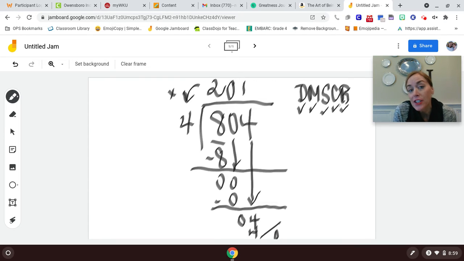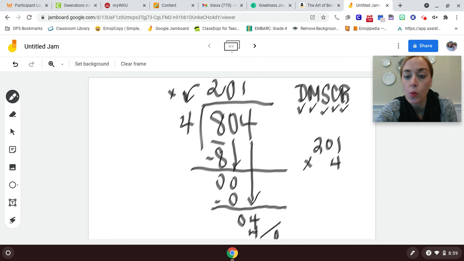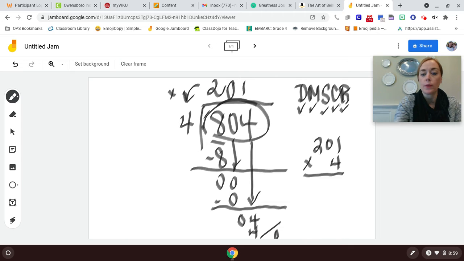Now, how could I check my work to see if I'm right? I could multiply. I'm going to take my quotient, 201, and multiply it by 4, and hopefully I'm going to get 804. So I know 1 times 4 is 4.